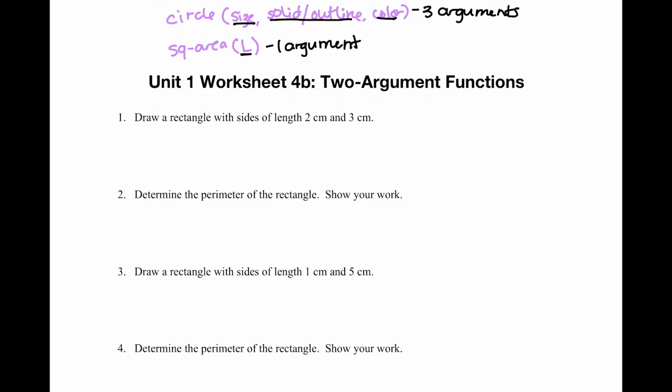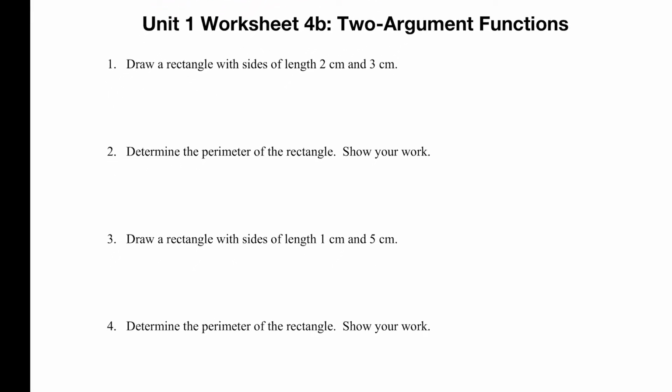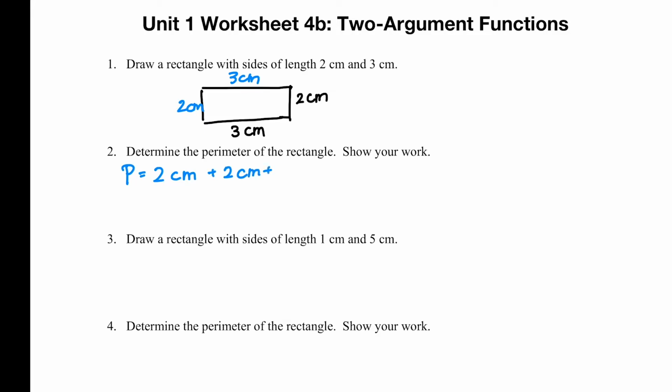So now what we're going to do is a 2 argument function. We're going to draw a rectangle with sides of length 2 centimeters and 3 centimeters. Again, from the previous worksheet, it doesn't have to be perfectly 2 centimeters and 3 centimeters. Now we are going to determine the perimeter of the rectangle. Like the square, we added up the sides, and now we are going to add up the sides of this rectangle. So the perimeter is going to equal the short sides plus the long sides.